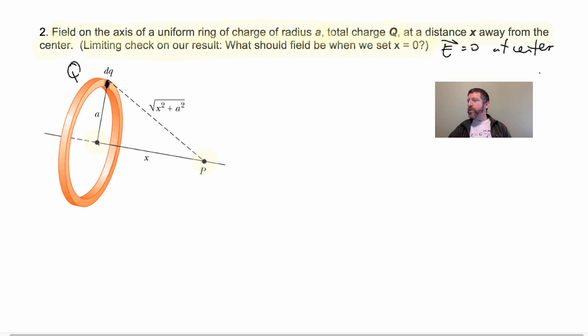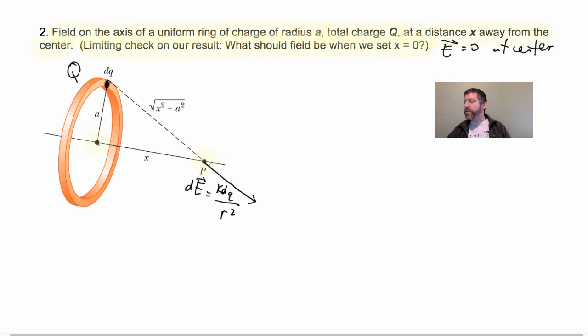So here's how we do this. What we want to do is add up the field due to every single one of these dq's. I'm just going to draw right on here the dq, and the field caused by dq right there. I'm going to call this dE. It's a little piece of the field, and it's going to be this dq times k over r squared.